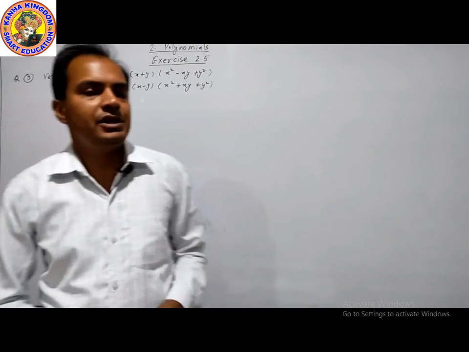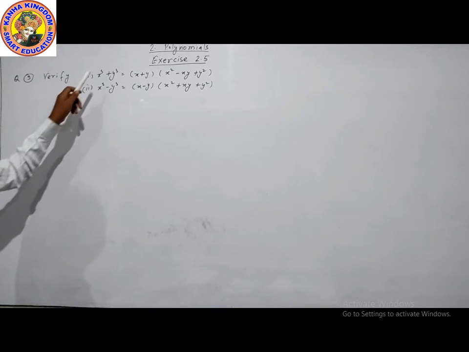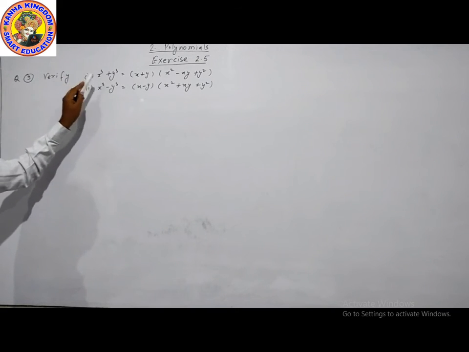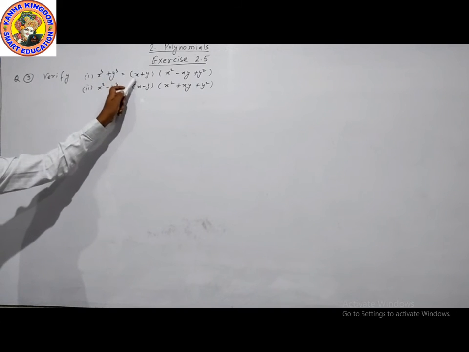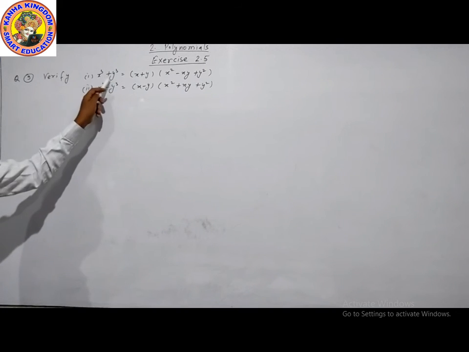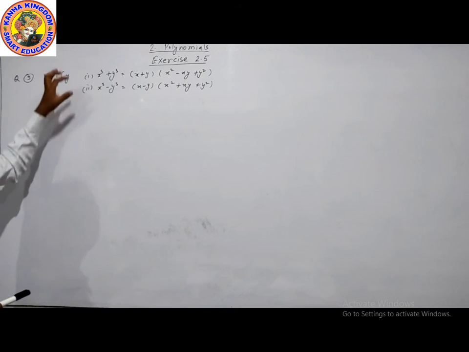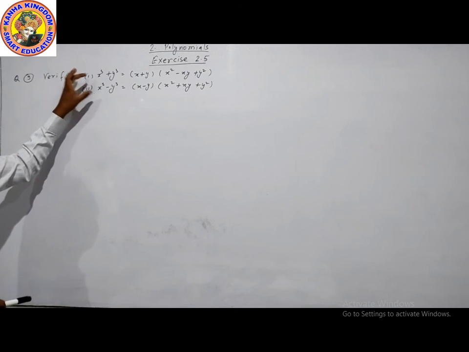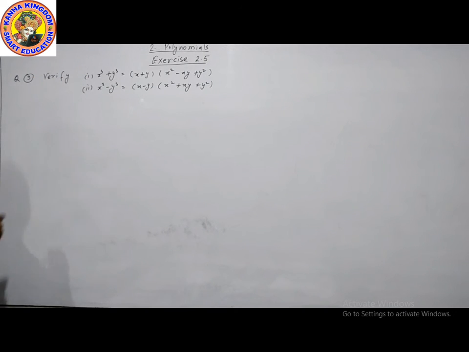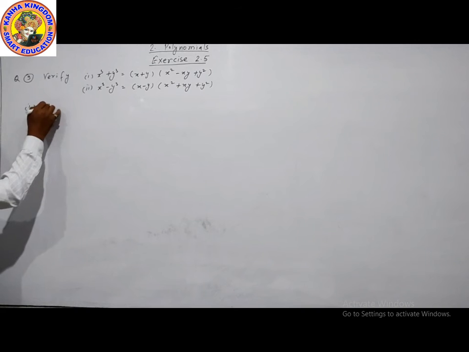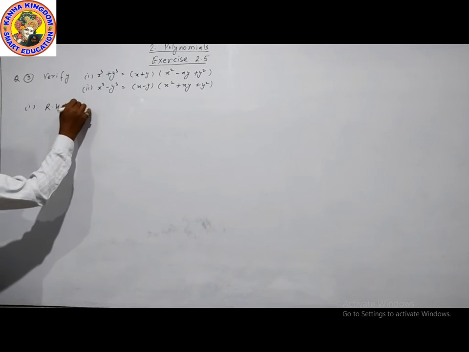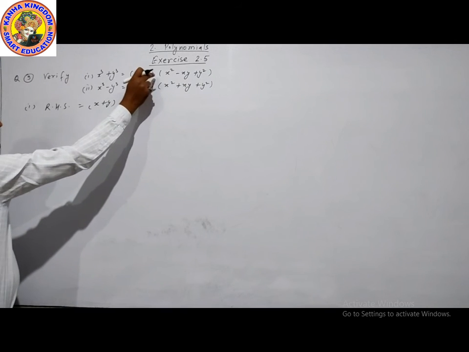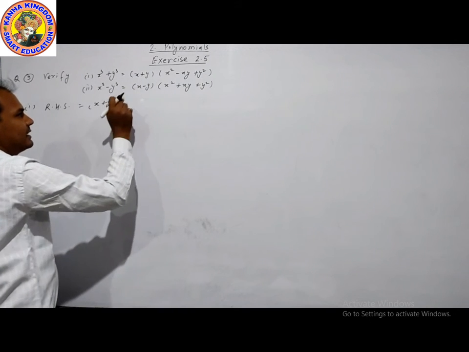Now our next question is question number 9. Verify these. Verify means we have to prove the left hand side is equal to the right hand side. These equations are formulas. You have to learn them. We are attempting the first question. This is our left hand side and this is our right hand side. So we first attempt the right hand side.